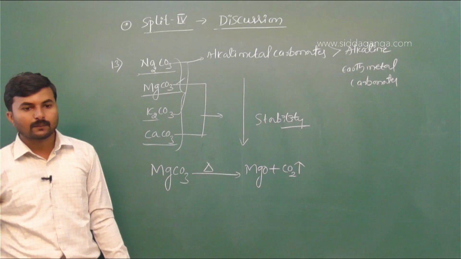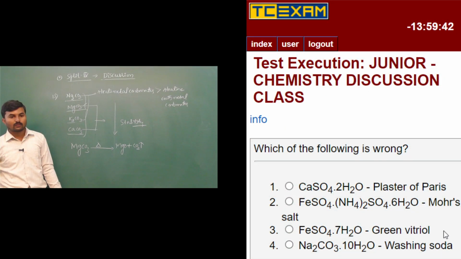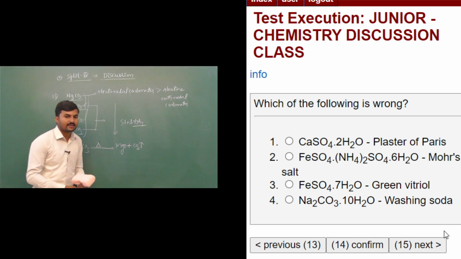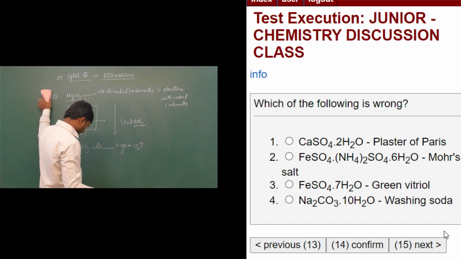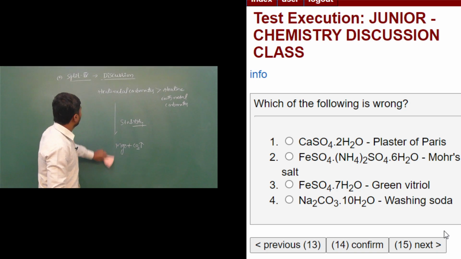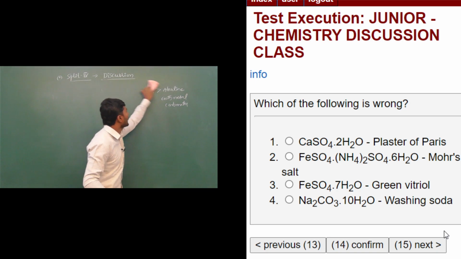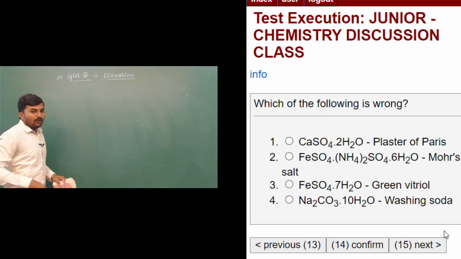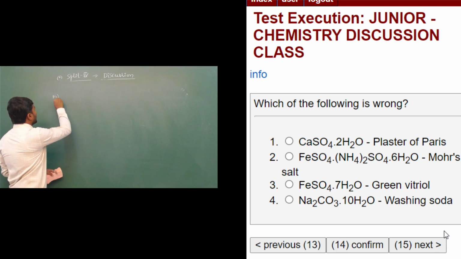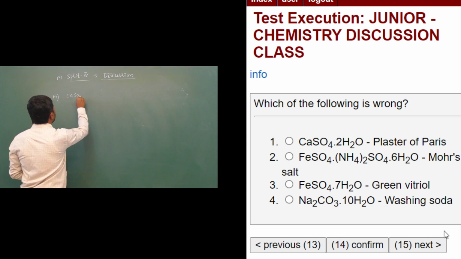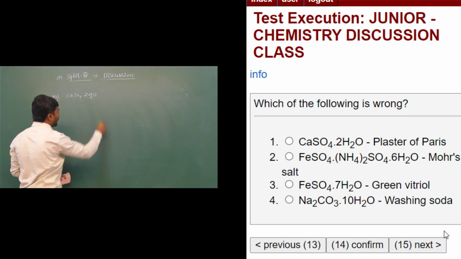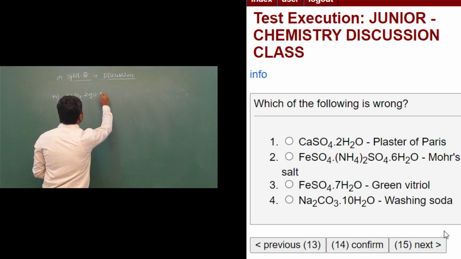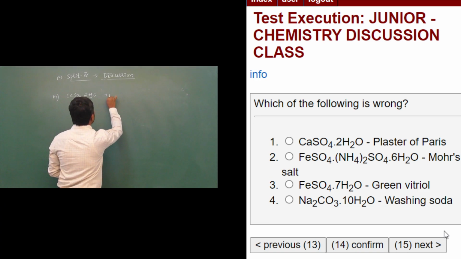Okay. Then next question, question number 14. The question is like this: which of the following is wrong? Here they have given some standard formulas of compounds. The first one is CaSO4 2H2O, calcium sulfate dihydrate. They have given it as plaster of Paris.